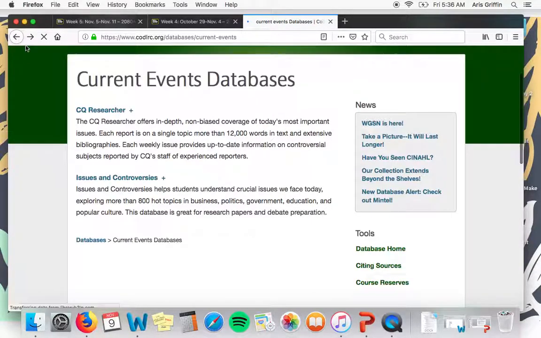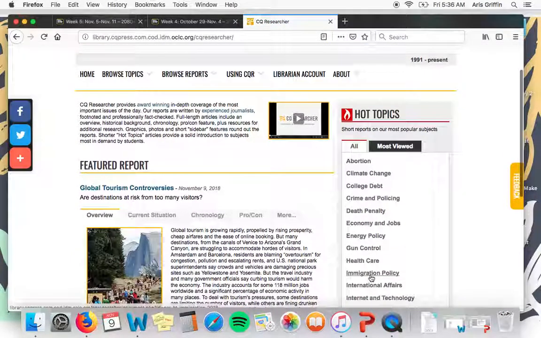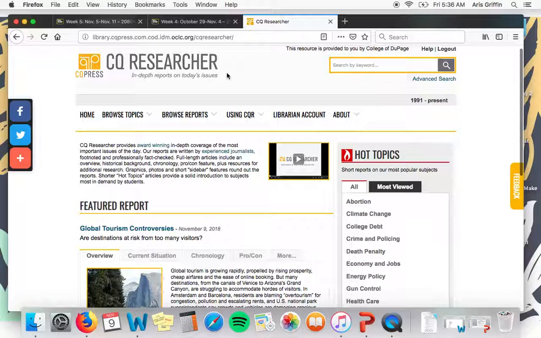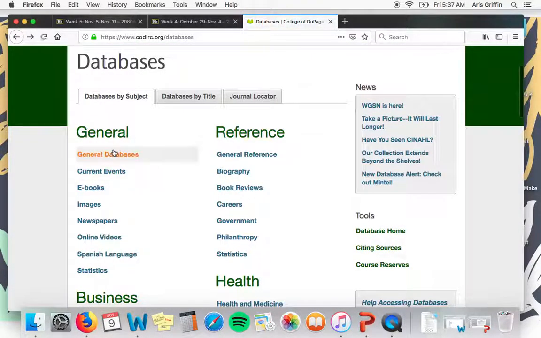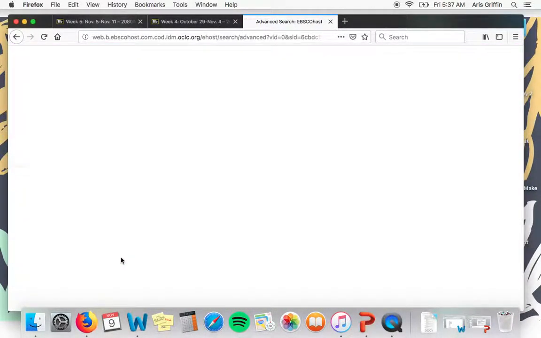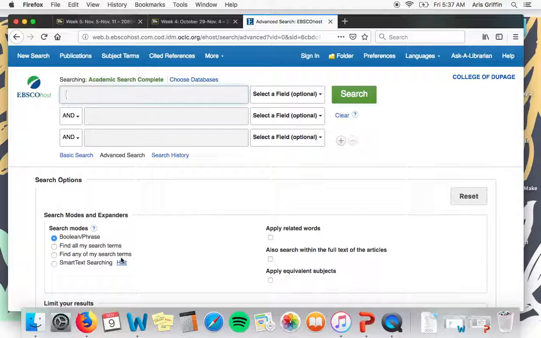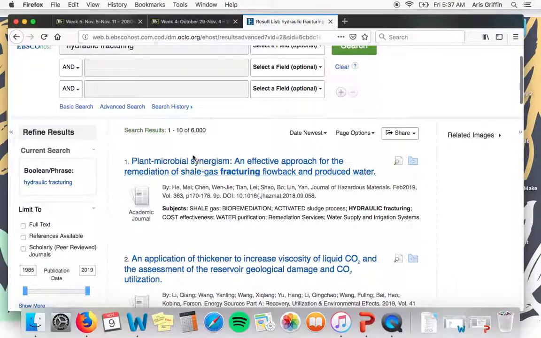Going back, CQ Researcher is pretty similar. There's a lot of these topical issues, and you can also search or you can browse, so that's something that's interesting to you. And I would recommend looking at those two first and then looking at Academic Search Complete. This one's a little trickier to search in. But you can search whatever your topic might be, and then you can do a lot more once you get a few results. You get a lot of results.